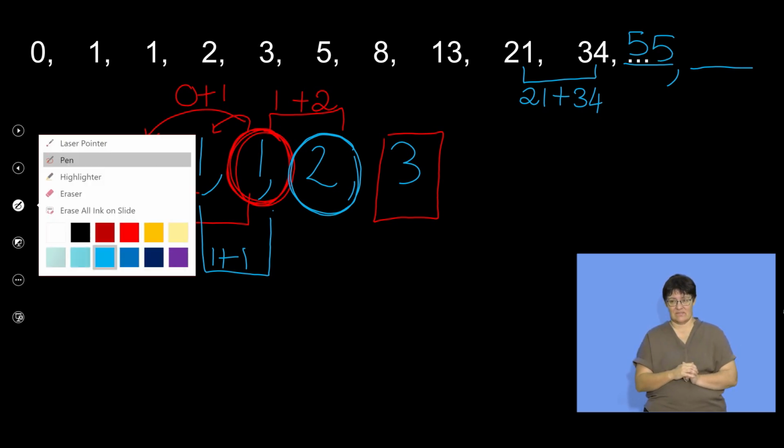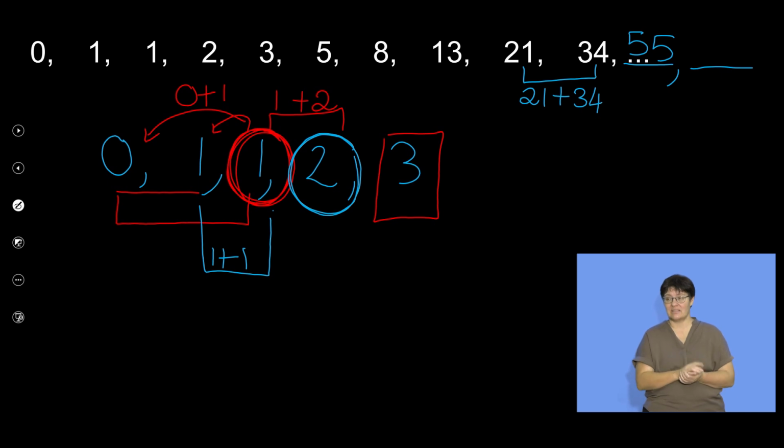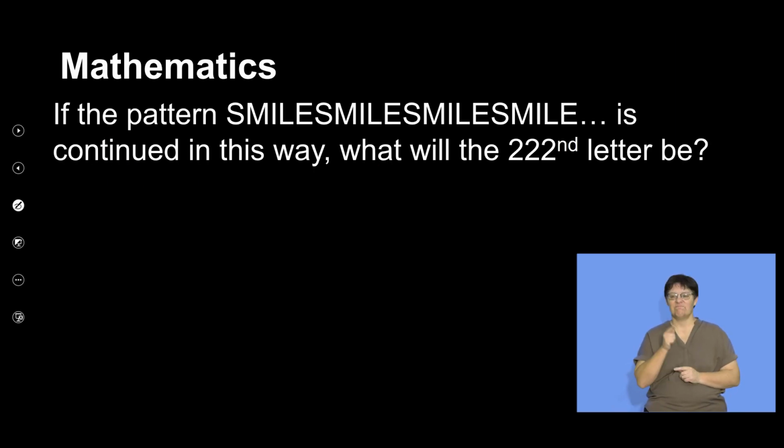I am again going to find the next term, and I'm going to find that by adding 34 plus 55. And I'm hoping that everyone will agree with me that the next term value is 89. So that is the Fibonacci sequence.